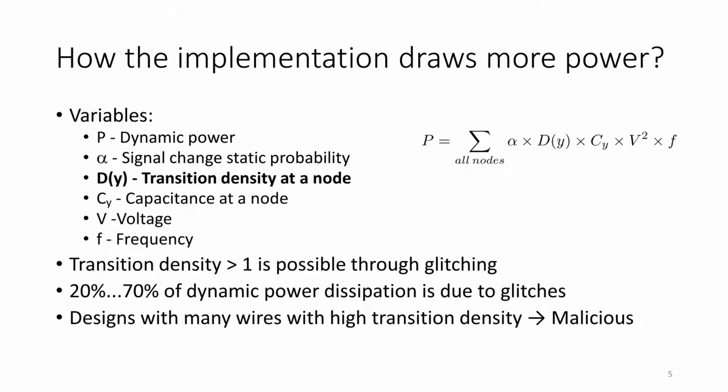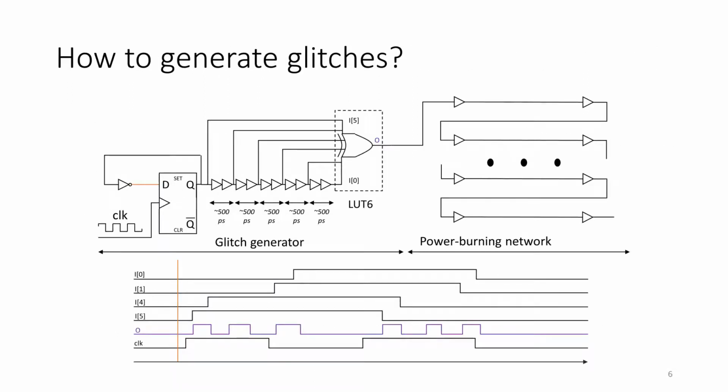Various works estimate that from 20% up to 70% of dynamic power dissipation comes from glitches. Therefore, a design with deliberately many glitches pushes the upper bound of the previous estimation even further, and then we have a serious problem. In this paper, we are describing a way to generate glitches which uses a very small amount of resources, and which can be easily inserted into normal-looking designs to hide the malicious intent.